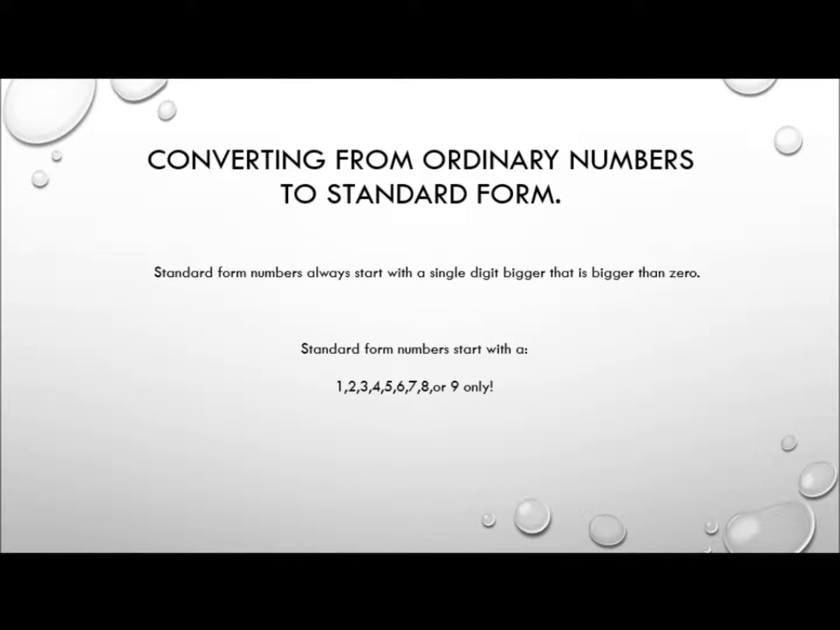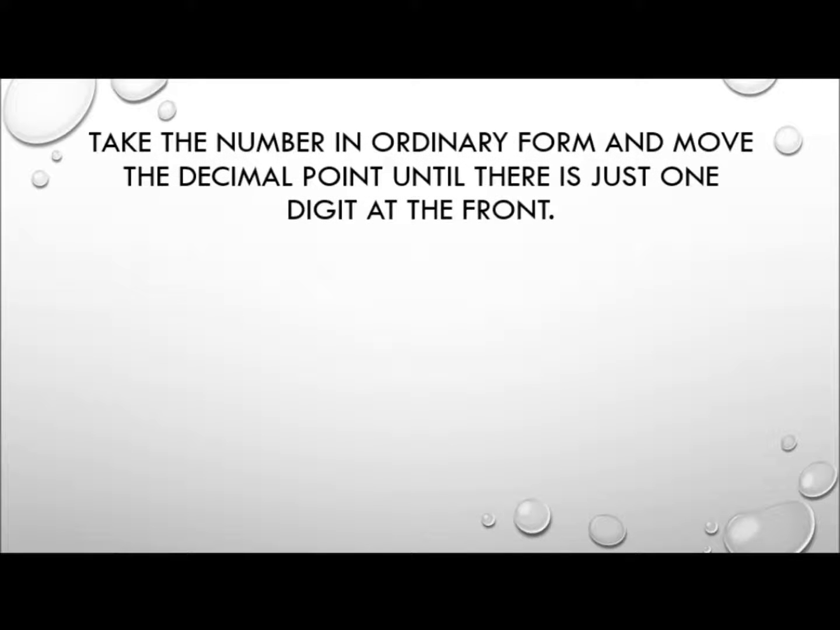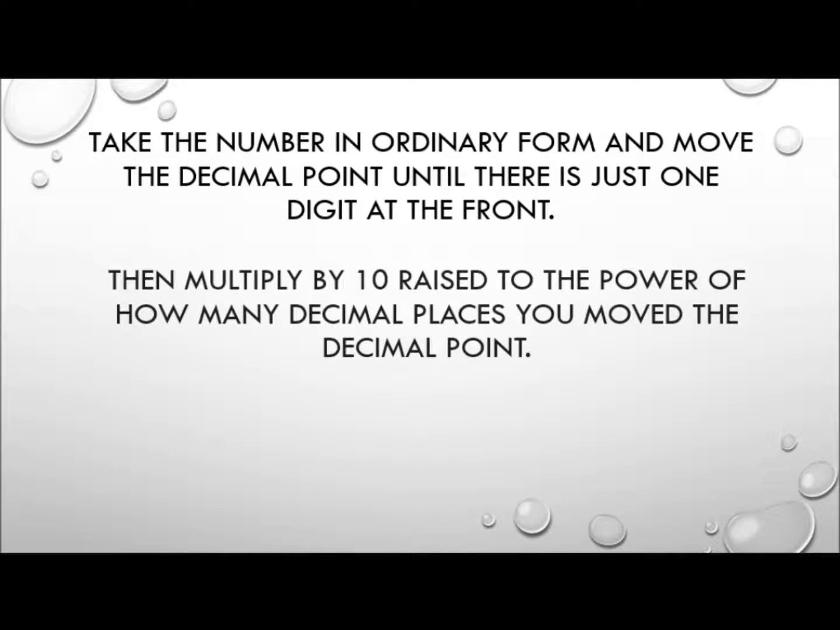Standard form numbers must always start with a single digit which is bigger than 0. So take the number in ordinary form and move the decimal point until there is just one digit at the front. Then multiply by 10 raised to the power of how many decimal places you moved the decimal point.